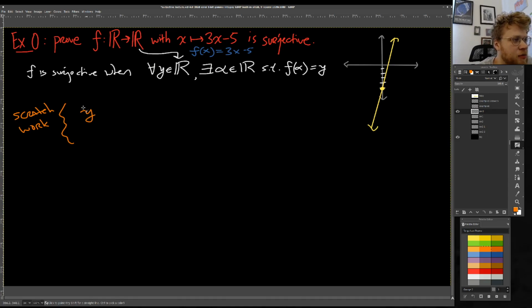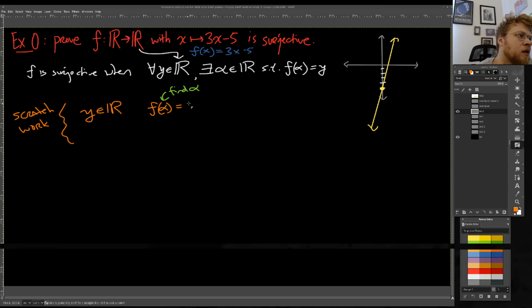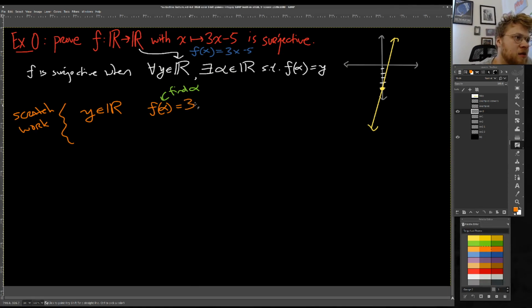We are going to take an arbitrary y of the codomain, and our goal here is to find this alpha. Of course, f of alpha is going to be 3 alpha minus 5. And our requirement is that this thing equals y. So, of course, that gives us y equals 3 alpha minus 5.